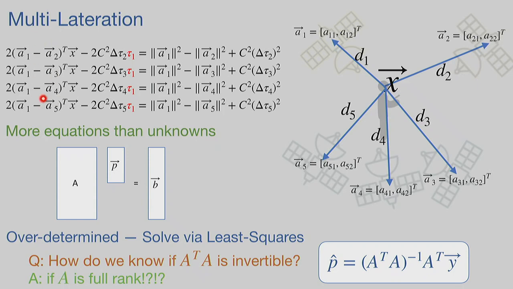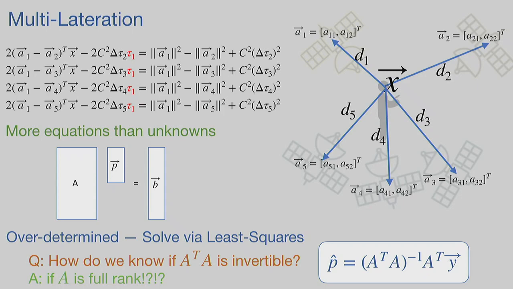But when you have a lot of satellites, then you actually have more equations than unknowns. The unknowns here are x1, x2, and tau, the time. But then I might have more equations than unknowns. And we said, oh, we can solve it with least squares. And least squares will always give us a good solution. Right? We also said that A transpose A needs to be invertible. If it's invertible, then we can invert it. But if it's not invertible, that's going to be a problem.